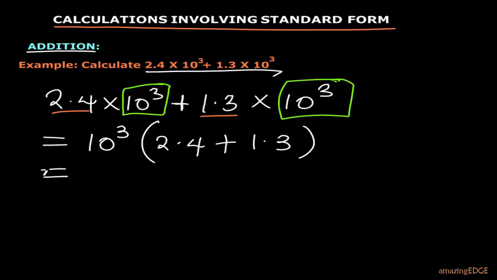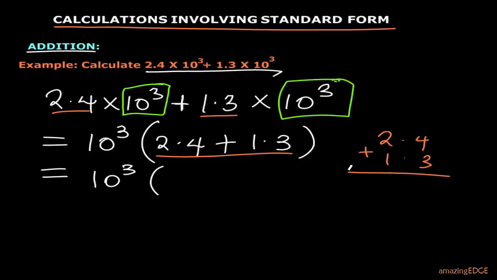So now we have 10 cubed. The next thing is to add up. So we look at 2.4 plus 1.3. You can do it by the side. When you do this addition, 4 plus 3 gives us 7, put your point, 2 plus 1 gives us 3. So this becomes 3.7. Now, that's what we have.